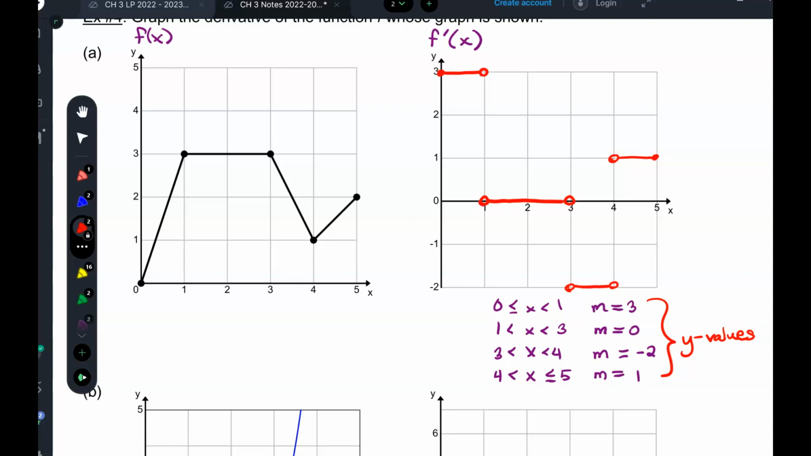Is that the whole point of these graphs, to be able to look at it like that? Yep, that's it. And then we'll have applications to it later. That's the real fun stuff.